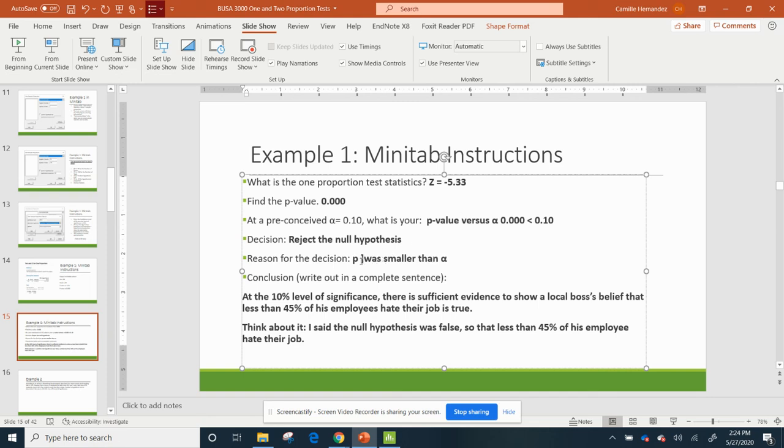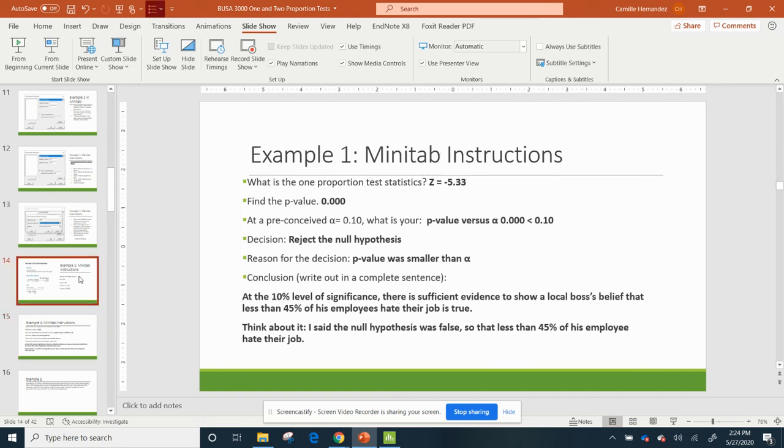My decision, because I need to be very exact about this so I'm not confusing: my p-value was smaller than my level of significance. We did this before with the 1 mean and the 2 mean test. At the 10% level of significance, there is significant evidence to show a local boss's belief that less than 45% of his employees hate their job is true. Because we didn't see that.